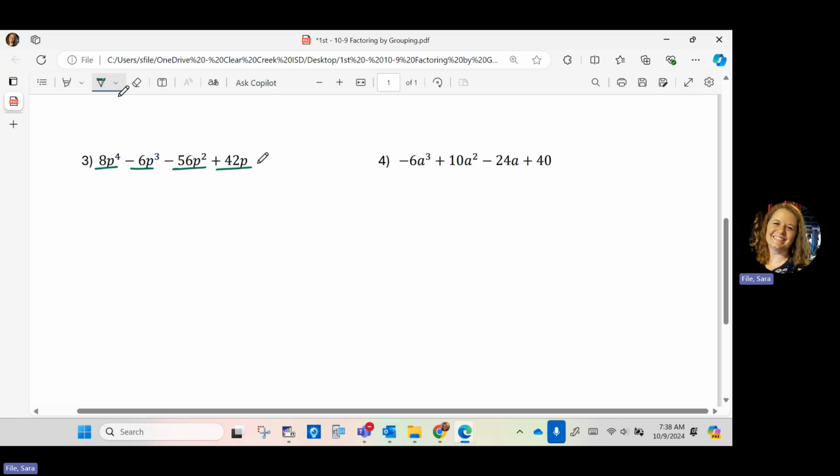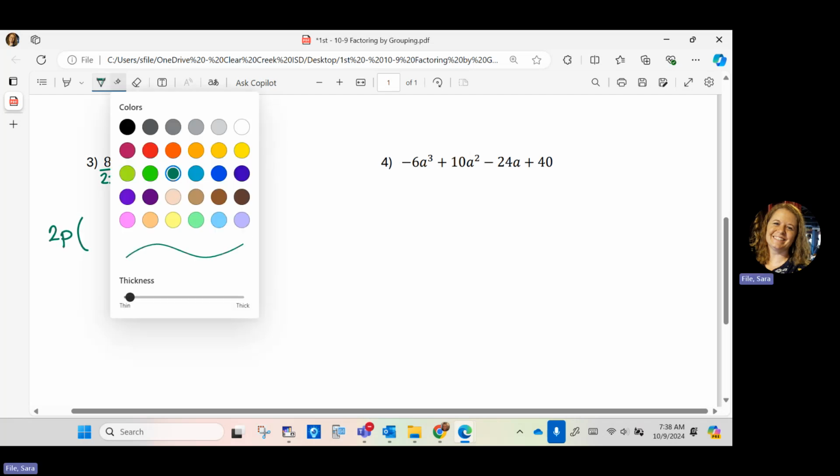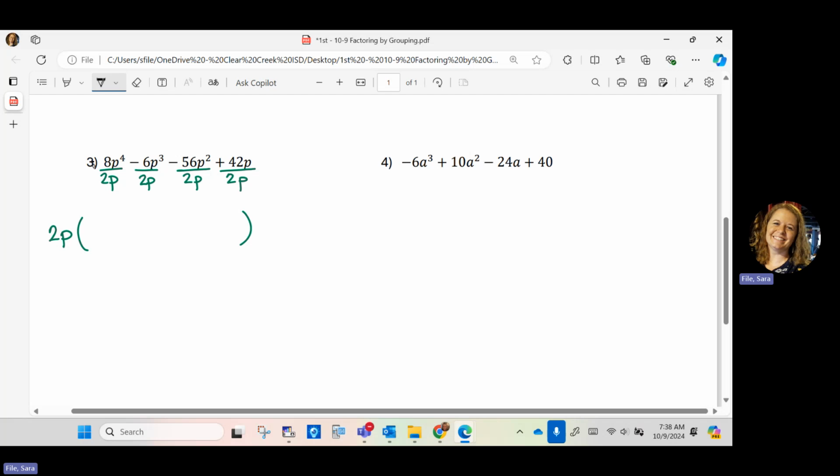So 2 is the highest I'm going to be able to divide everything by. What about the variables? Do they all have a variable or no? Yeah, they all have a p. So I can factor out a p, that's part of my GCF. So it looks like 2p is my GCF. Then I'm going to put in parentheses what I'm left with when I divide out that 2p.